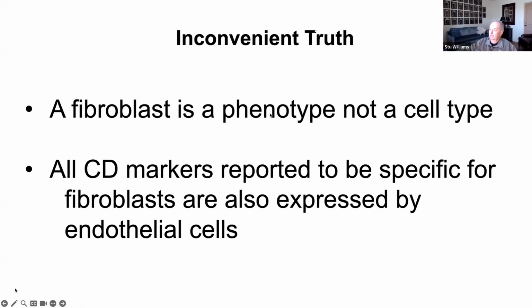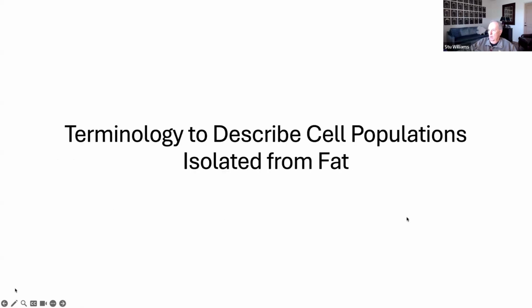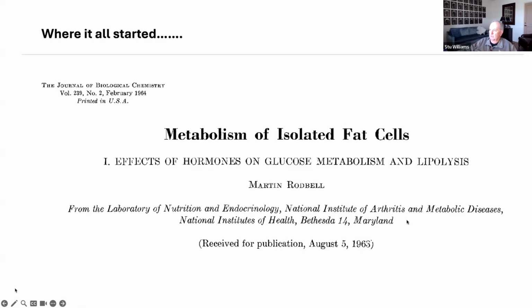A couple of other inconvenient truths. A fibroblast is a phenotype and not a cell type. All CD markers reported specific for fibroblasts are also found on endothelial cells, depending upon where the endothelial cell is cycling. So to try to define the fibroblast as a cell is incorrect. So where do we stand on terminology to describe these cells from fat?